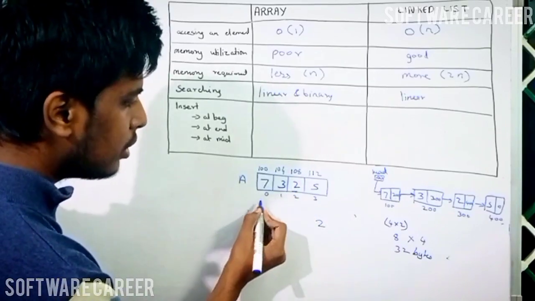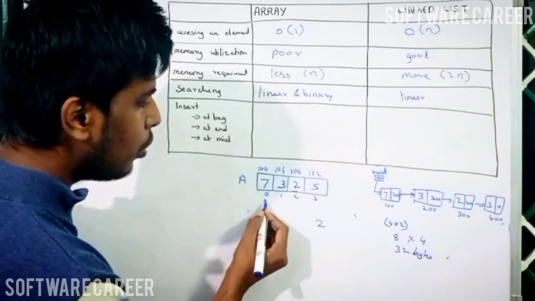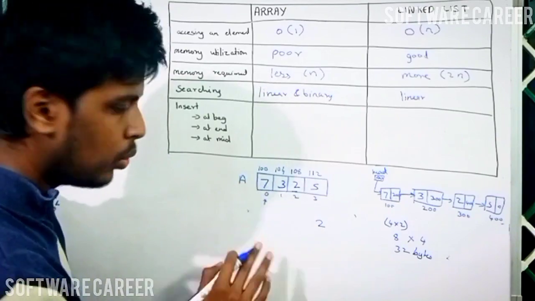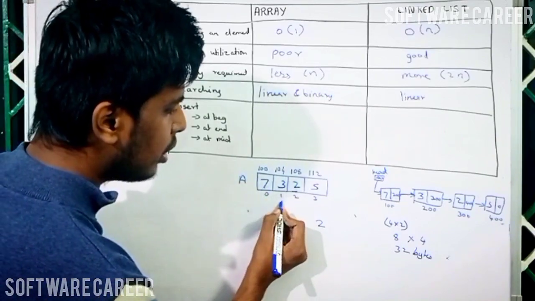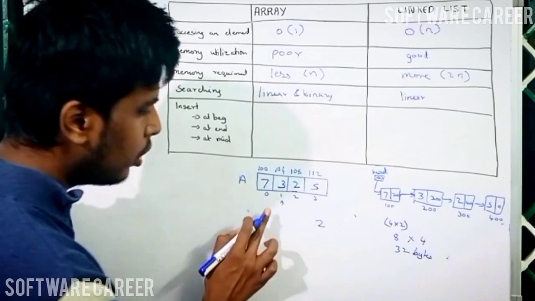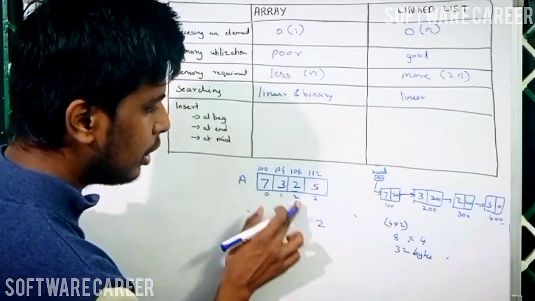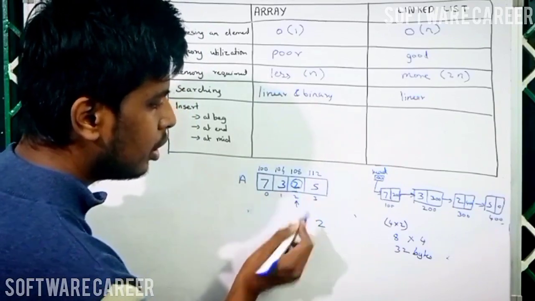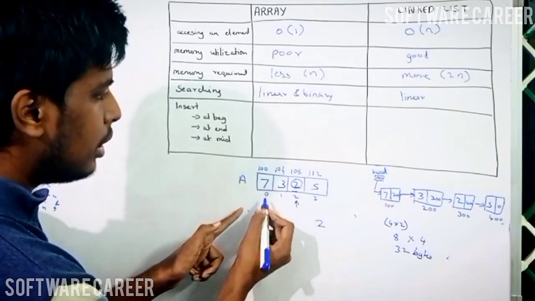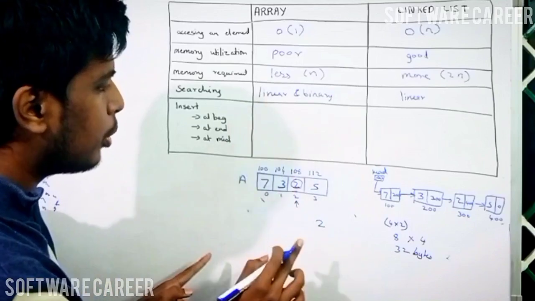Linear search means it starts from the 0th index, that is the base address. Now it checks whether element 2 is present at index 0. No. Then it moves towards 1. Now check whether 2 is present at index 1. No. Now it moves to the next index. Is 2 present at this index? Yes, 2 is present here. So it returns that element. So in an array linear search is possible. It moves one by one.